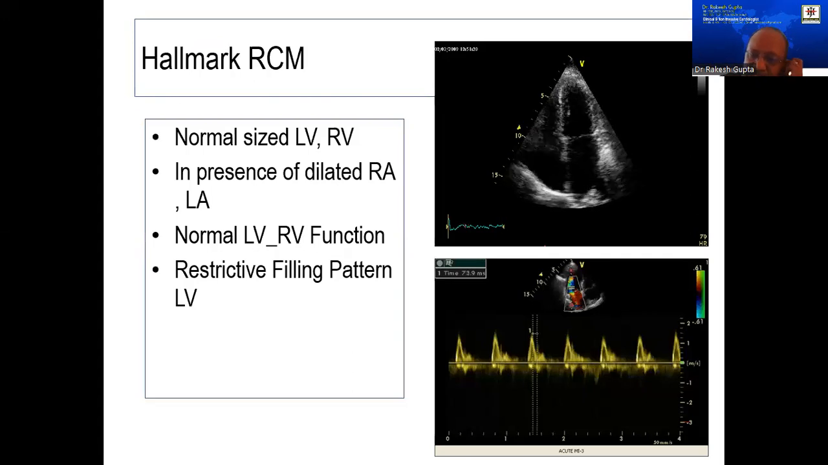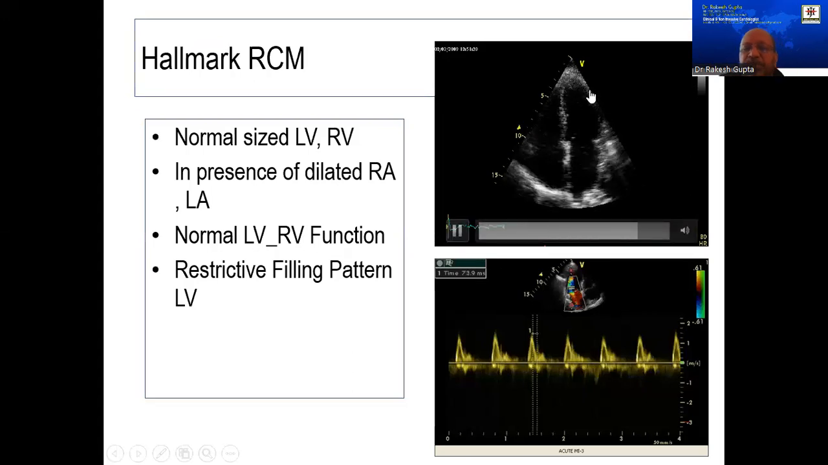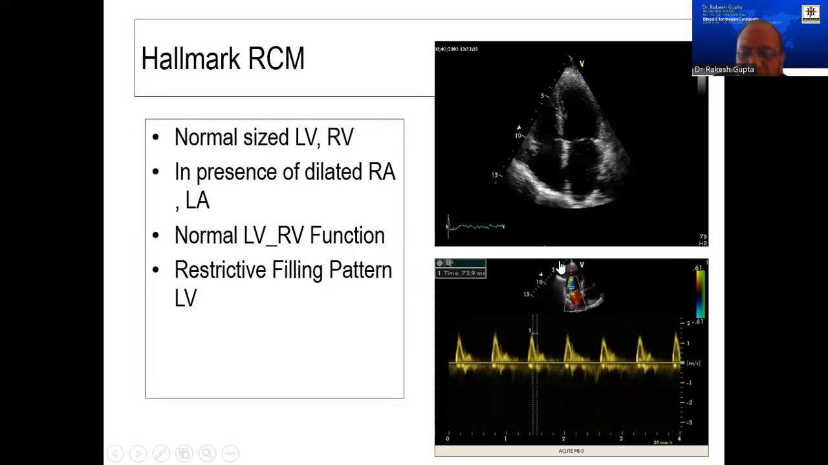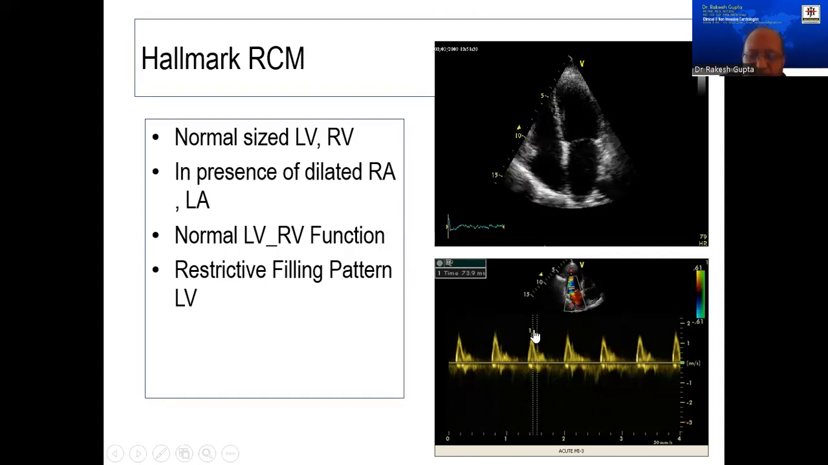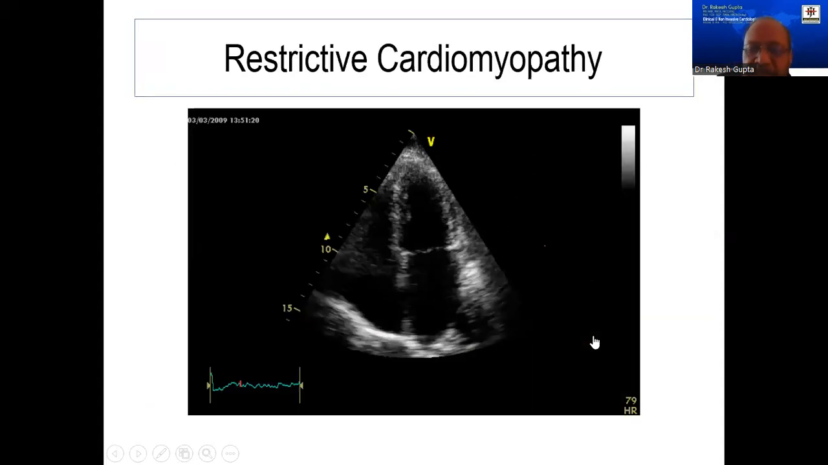Now look at this picture very carefully. This is a patient who is in atrial fibrillation. His LV is dilated, LV wall thickness is normal, and LV function appears to be normal. The RV is reasonably normal, a triangular shaped structure attached to the LV, contracting very well. If you put a Doppler flow pattern across the mitral valve, you see a tall sharp E wave and a small A wave with a deceleration time of less than 150 milliseconds, giving rise to a restrictive filling pattern in this subset of population.